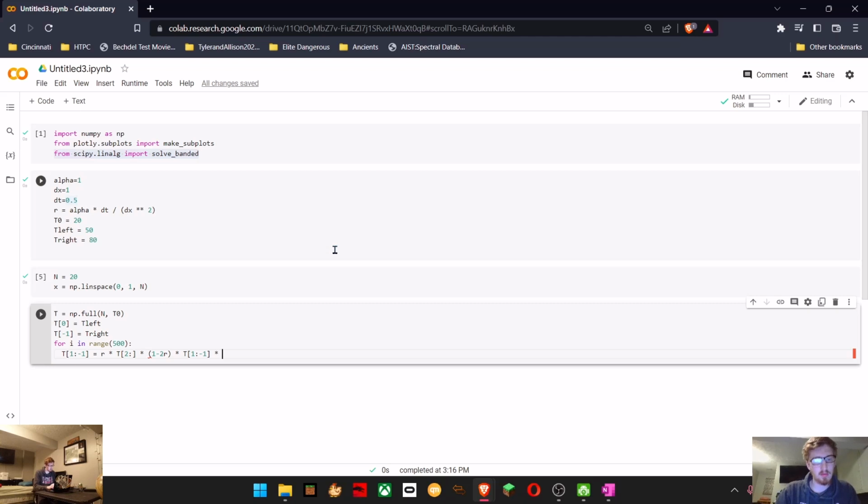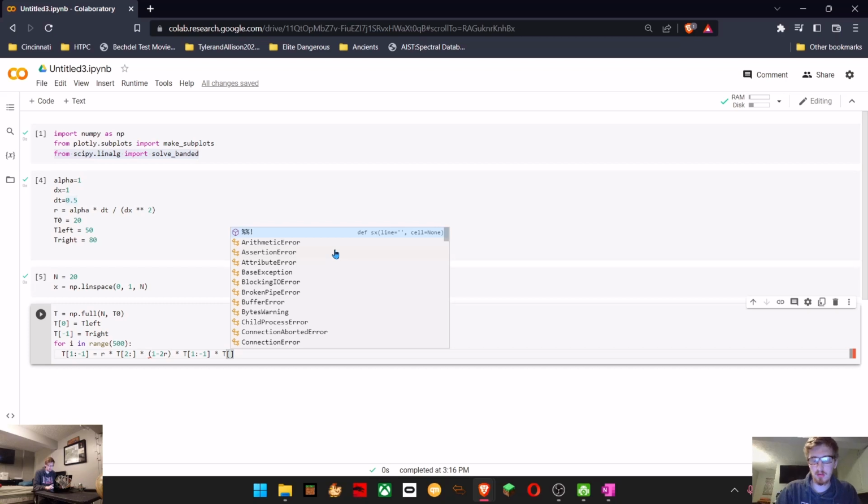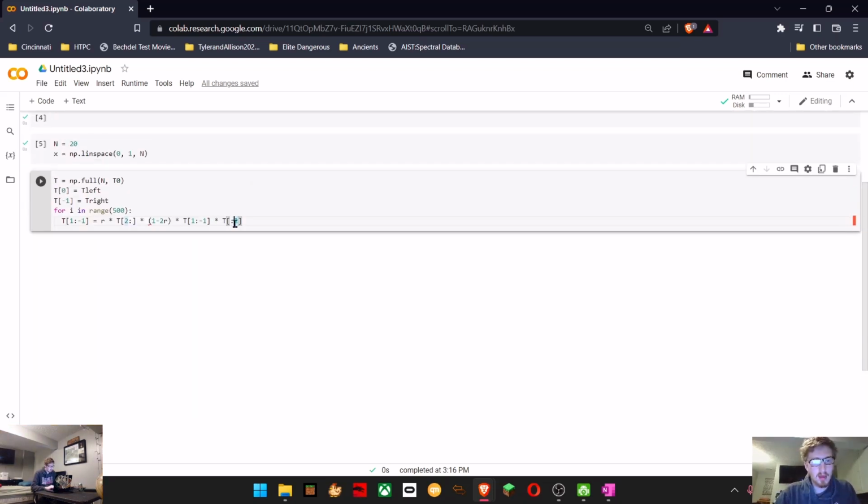And then we want to do TJ minus 1, or TJ minus 1N, which is going to be all the way through to the penultimate value. And then, sorry, I said penultimate value. I guess I didn't type it out. And then multiply that by R.